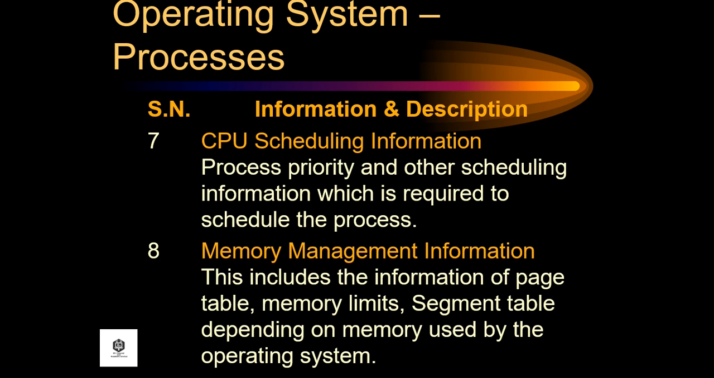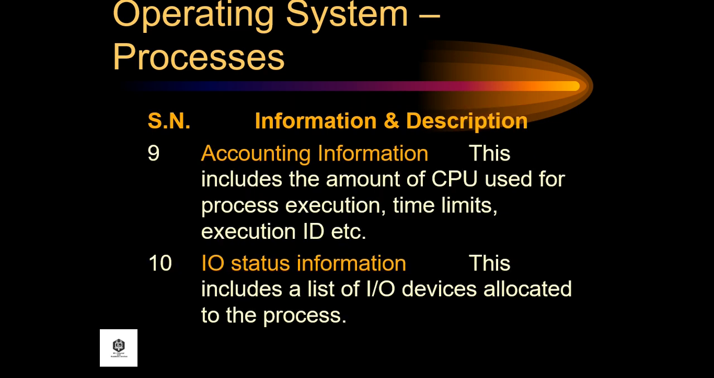Then the memory management information, which includes the information of the page table, memory limits, and segment table, depending on the memory used by the operating system. Next is the accounting information. This includes the amount of CPU used for process execution, time limits, execution ID, and so on.